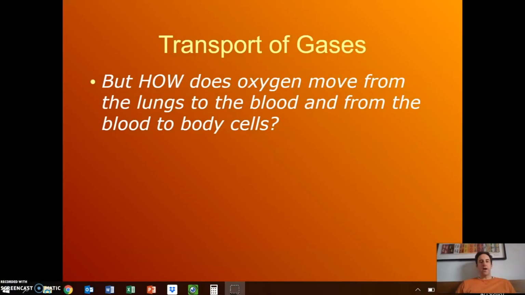So now that you understand how the blood flows through the body and how it's moved by the heart, there's this other question, which is how does that oxygen move from the lungs into the blood and then from the blood to the body cells?